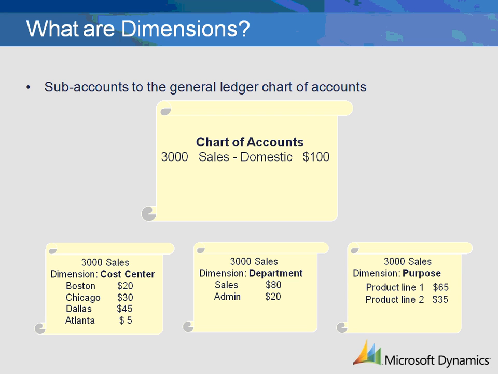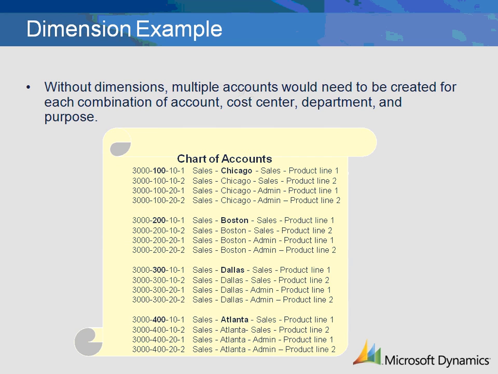What would happen if we did not have dimensions? Without dimensions, multiple accounts would need to be created for each combination of account, cost center, department, and purpose. Using our previous example, we would need to create 16 General Ledger accounts instead of 1.